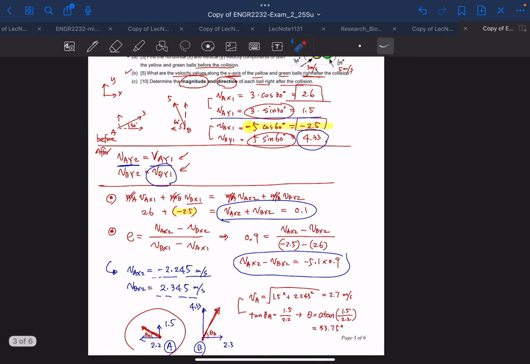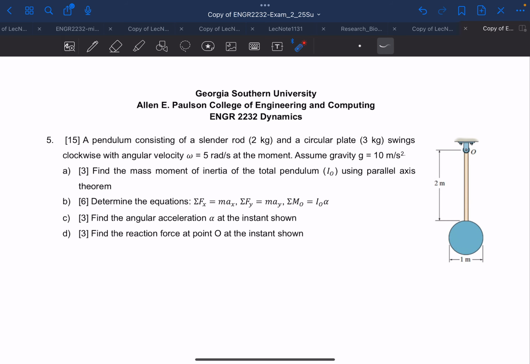Okay. No questions. Let's move on, and let's try this one here. This is, again, very similar to what we tried in class. We actually used this figure to find the rotational mass, what I call the moment of inertia.